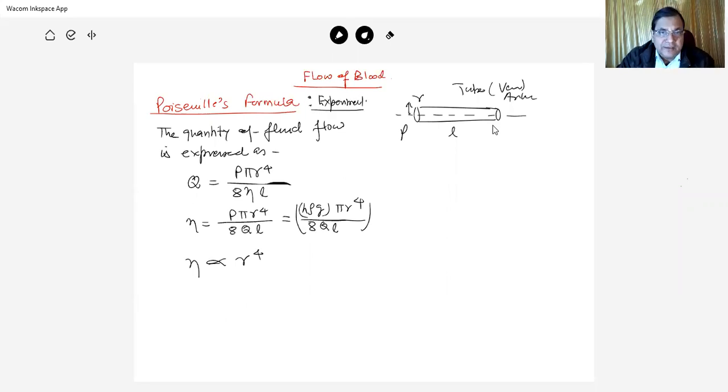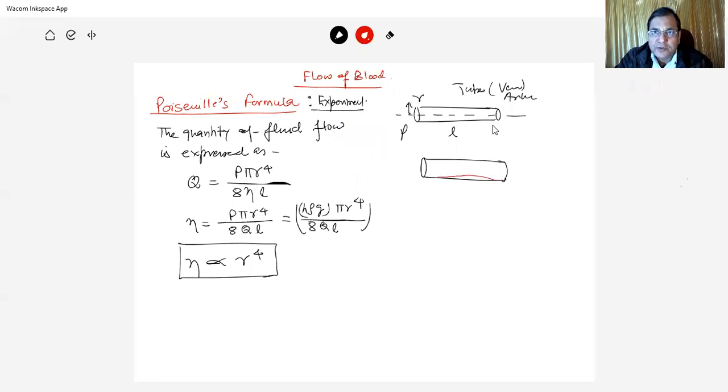So it is the basic difference. If we have a tube of the radius R, and the tube is blocked, suppose this is the tube, and it is blocked with cholesterol, something like this is the deposition of cholesterol.